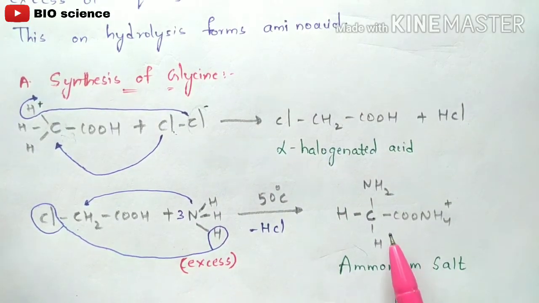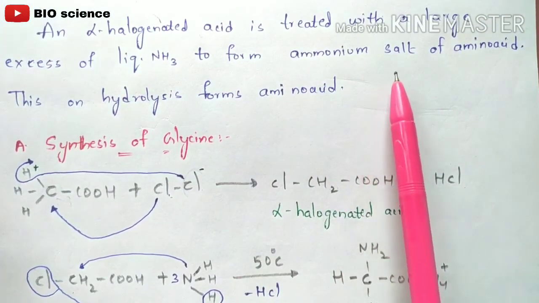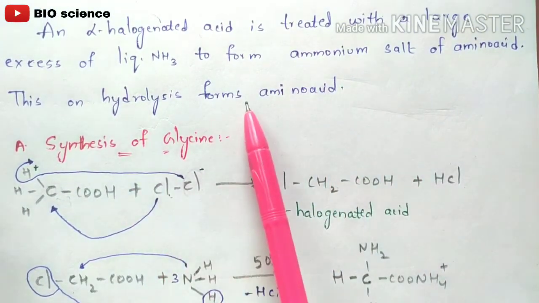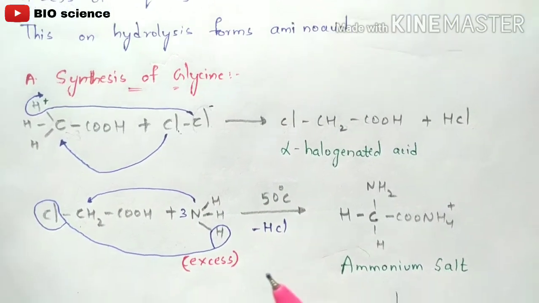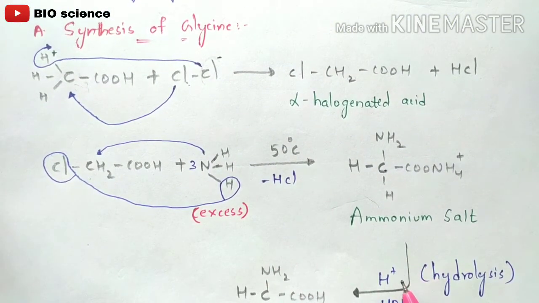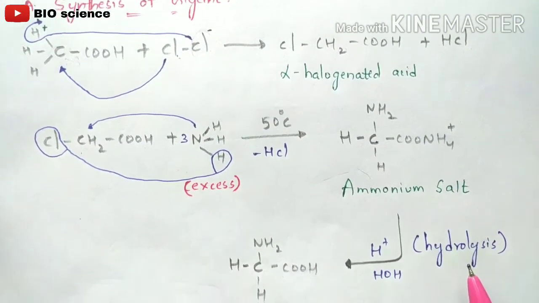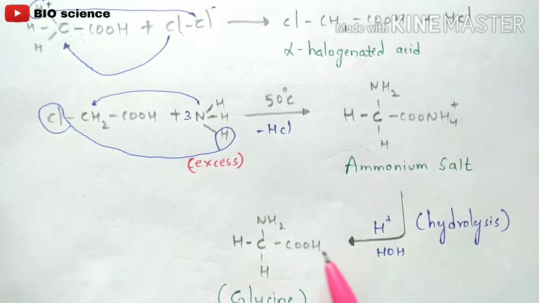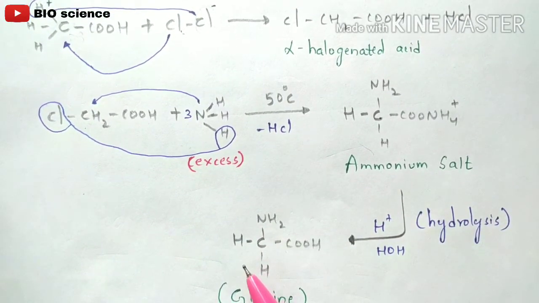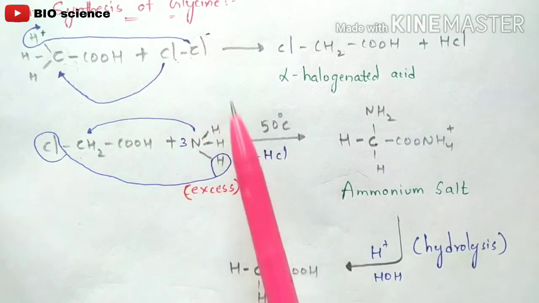And now this ammonium salt will undergo the process of hydrolysis and forms the amino acid. So now this ammonium salt will undergo hydrolysis, right? Once it undergoes hydrolysis, it forms glycine. So finally, the synthesis of glycine has been done.